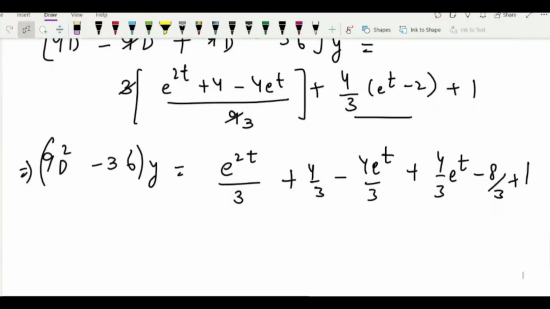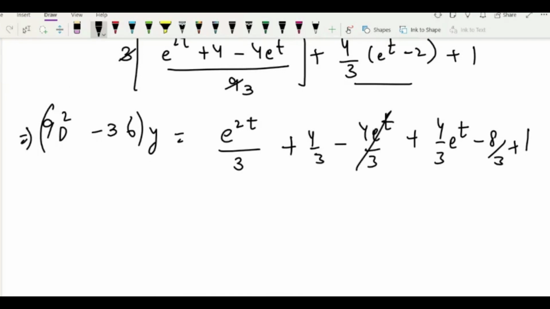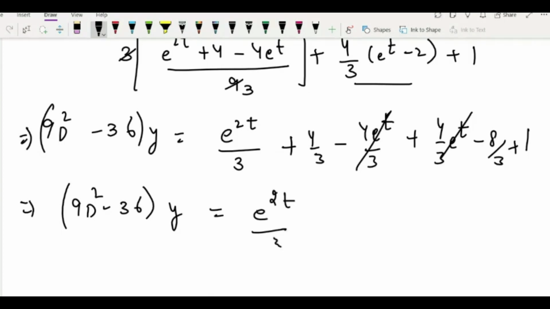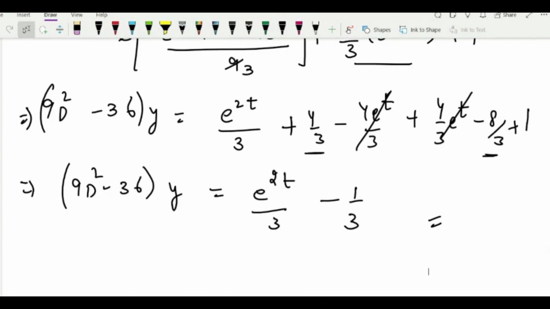So you can see from here, this will also cancel out and we get the final equation, which is a linear differential equation with constant coefficients and which has a non-homogeneous part also. This will become minus 4 by 3 plus 1, that is minus 1 by 3. So this is our constant coefficient equation. In a similar way, we can solve this equation.